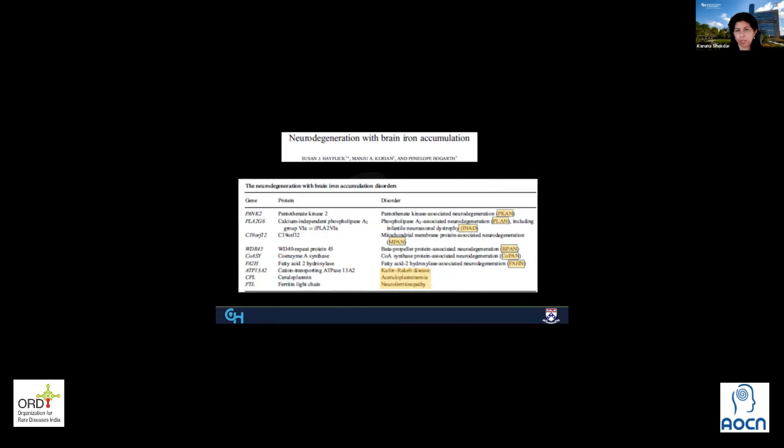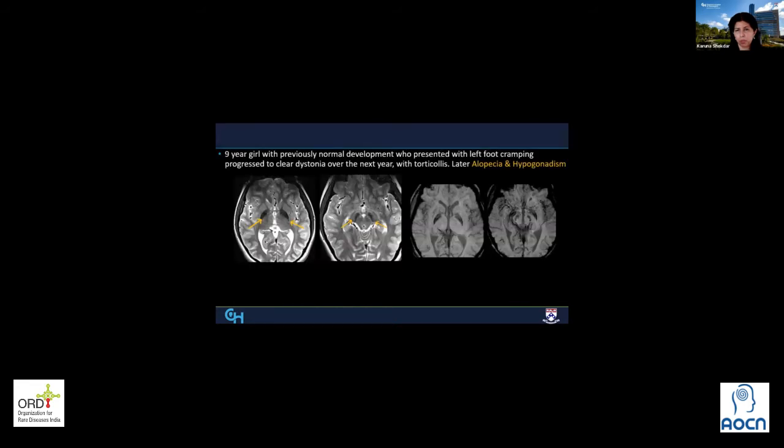And I have just a couple more cases of this to show. This was a case that came to us. She's a 9-year-old girl, and she had cramping progressing to dystonia and torticollis. Some other important clues in her case were alopecia and hypogonadism. So she has the hypointensity of the T2, which is also showing increased susceptibility, both in the globus pallidus as well as in the substantia nigra.